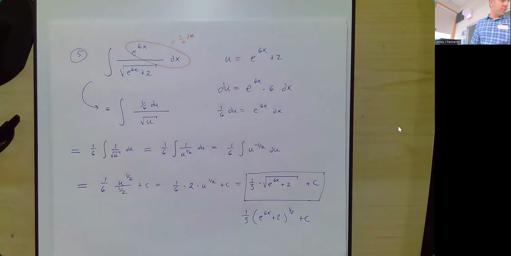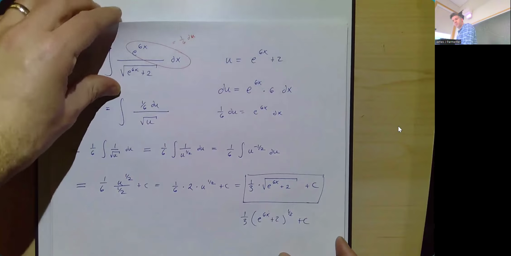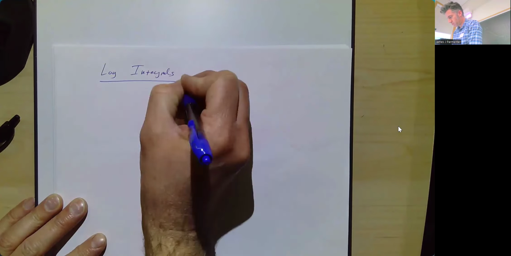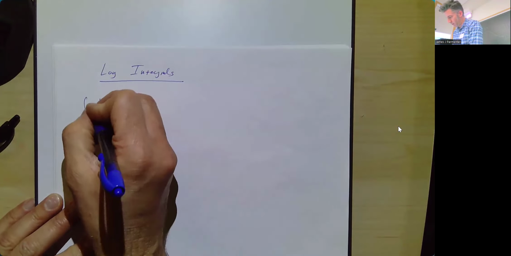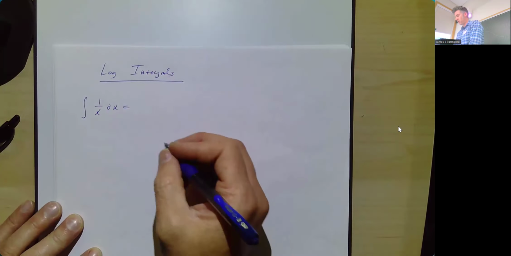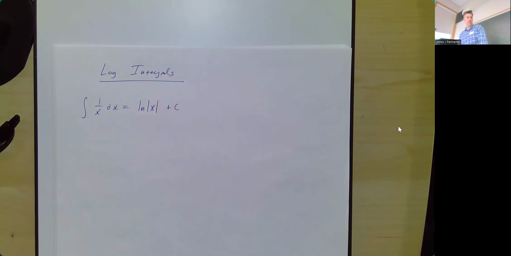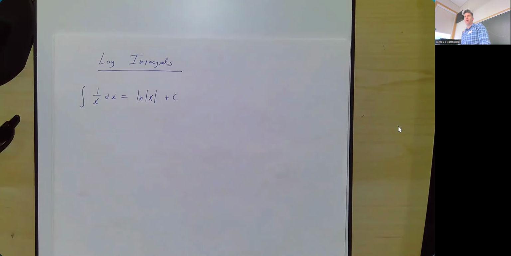Okay. Let's talk about some logarithms. Some log integrals. So the integral of 1 over x dx is equal to the natural log of the absolute value of x. I do want to stress, you usually need the absolute value there. In fact, I should say, it is never wrong to write the absolute value there if you're integrating 1 over x and getting the natural log of the absolute value of x.